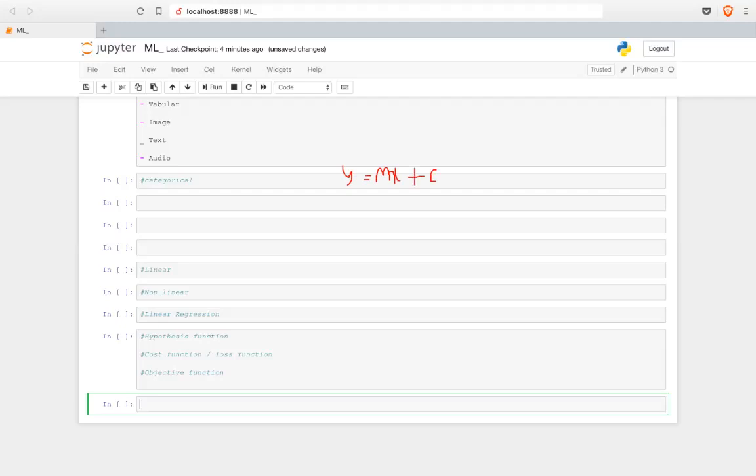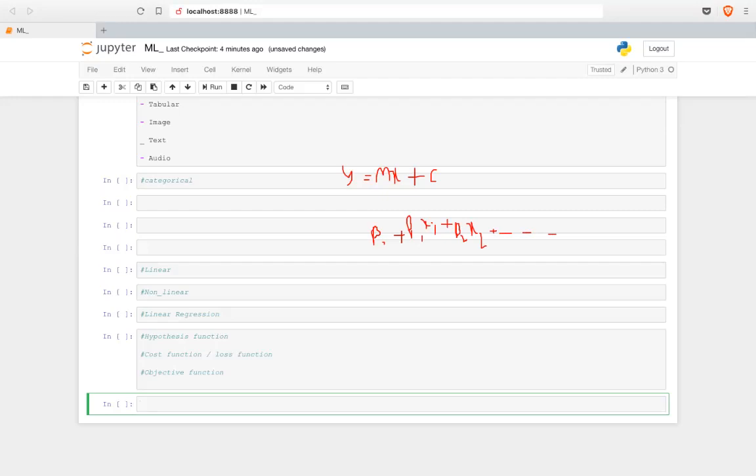When you convert this into a more standard format, an easier way of writing this is beta naught plus beta 1 x1 plus beta 2 x2. This is a cleaner way of writing it. Beta naught, beta 1 and beta 2 are nothing but your weights. These are the values of your weights. This is what the hypothesis function is.